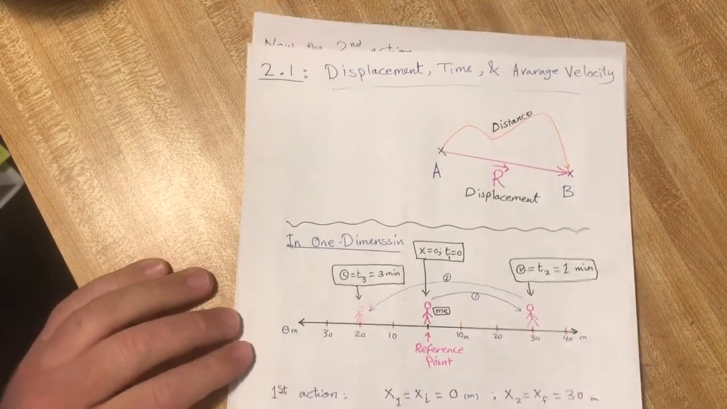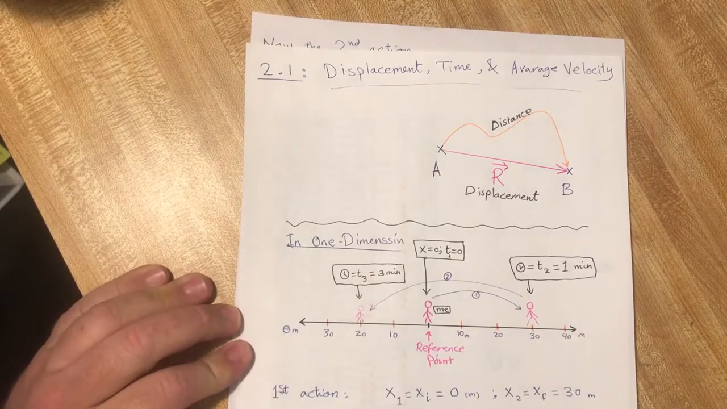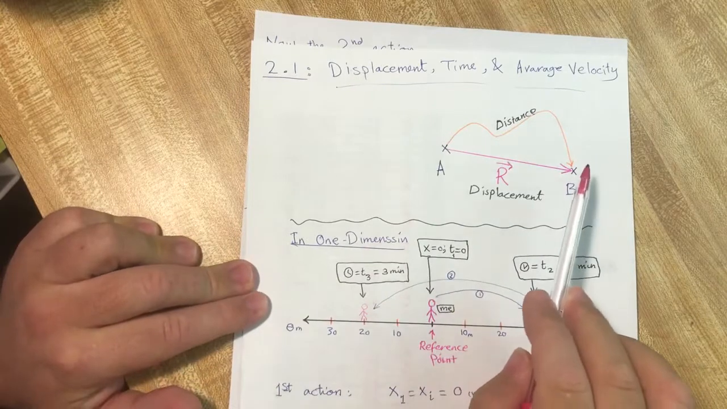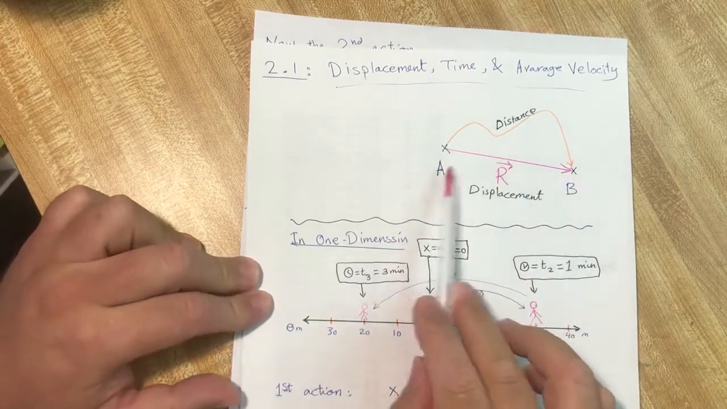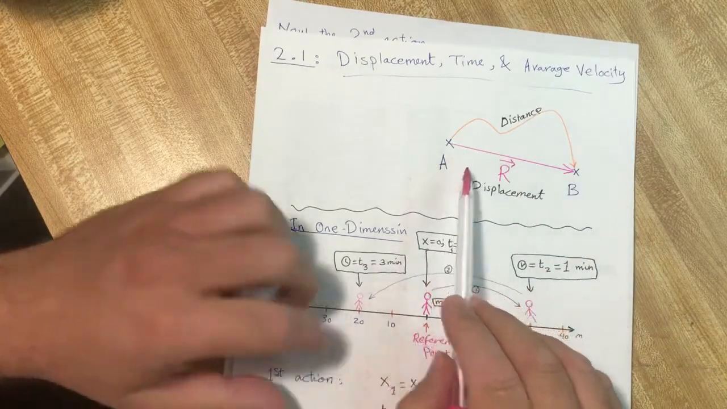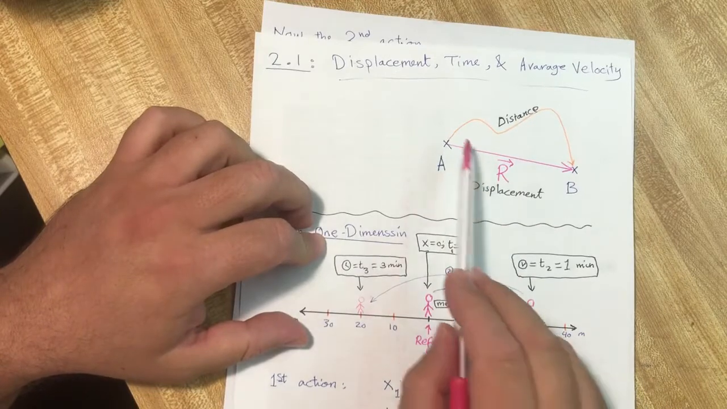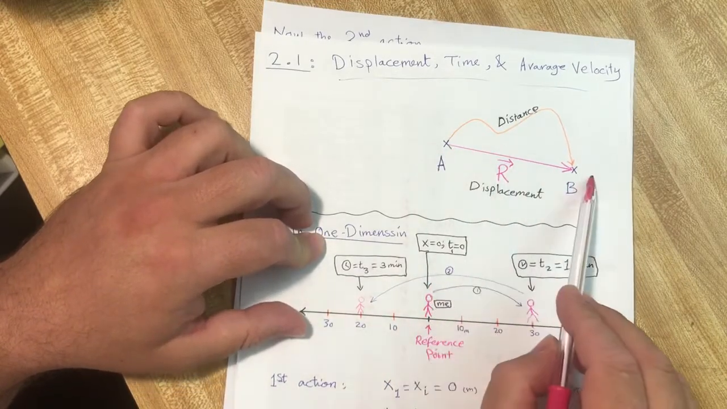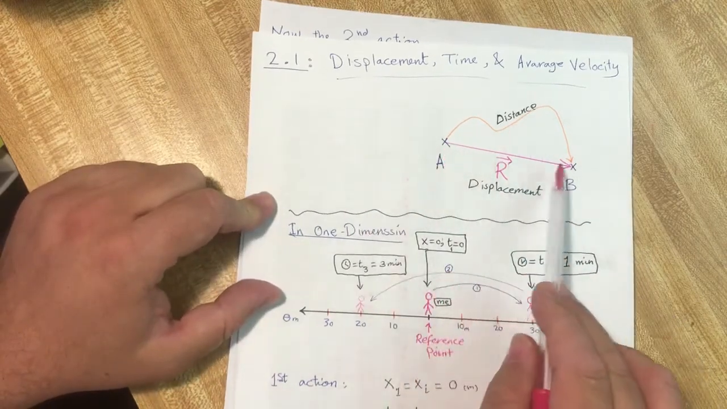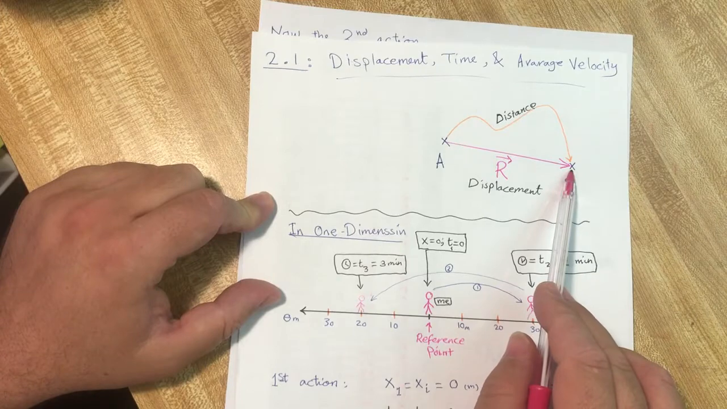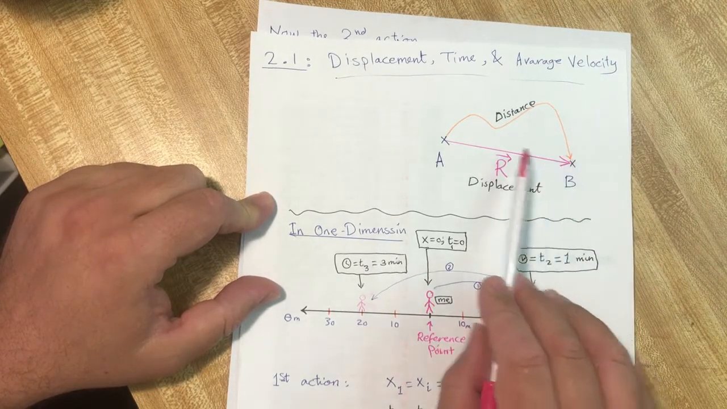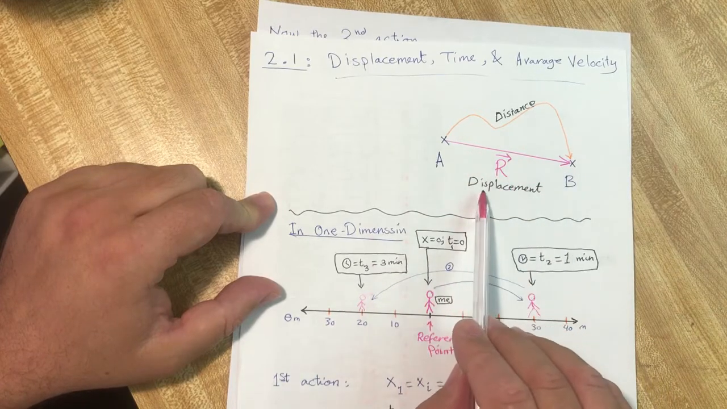We need to start with this shape. You need to be careful with it. If we have 2 points, point A and point B, starting point and end point, okay? We have the displacement, which is the straight line between the 2 points, the shortest distance, and which has an arrow or a direction. This is a vector, which is a displacement.